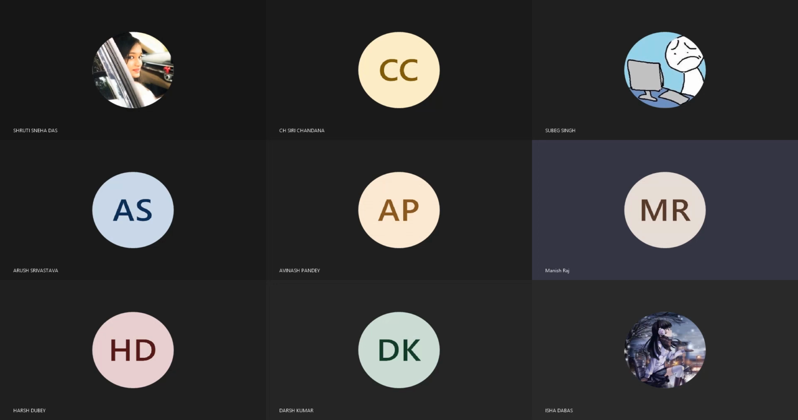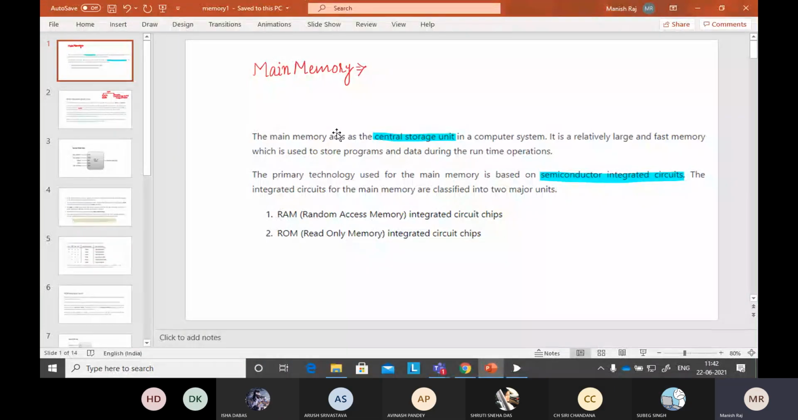Today's topic is memory. We will discuss the memory architecture and which types of memory there are. Now we are going inside the memory. Till now we have discussed the hierarchy of memory, cache memory, secondary memory, and main memory. Now we are entering inside the main memory, and we will discuss how many types of main memory there are and how they work.